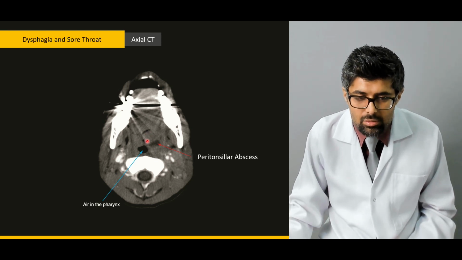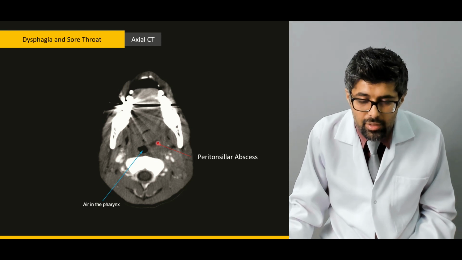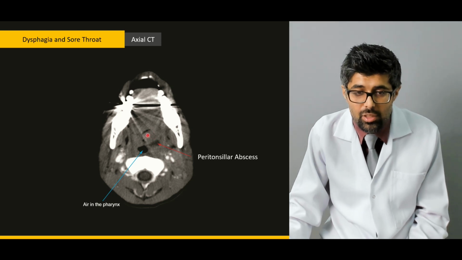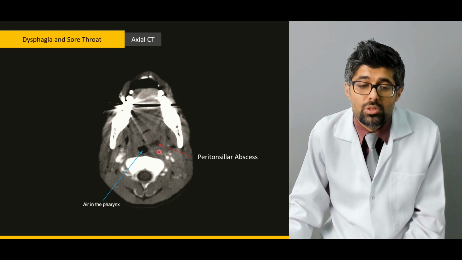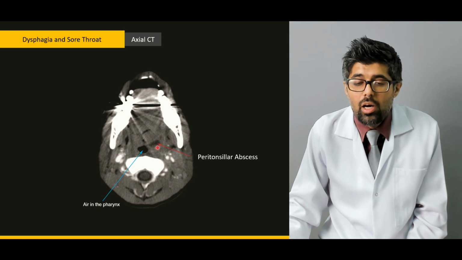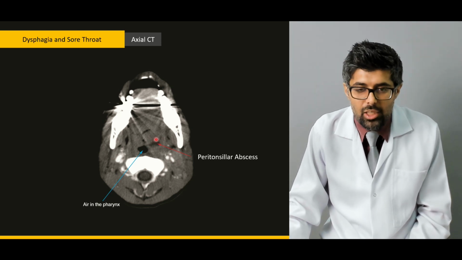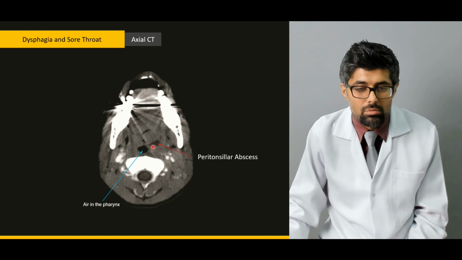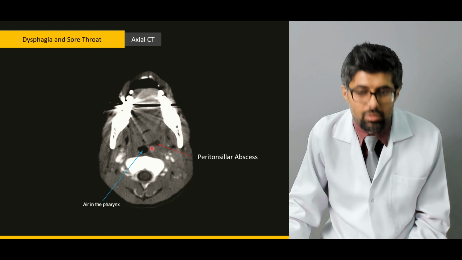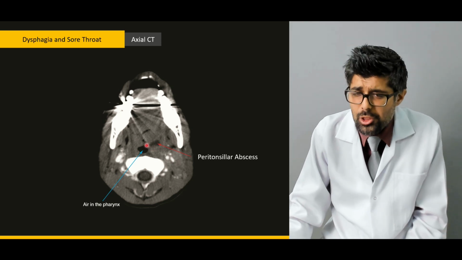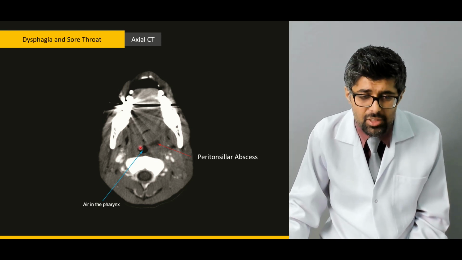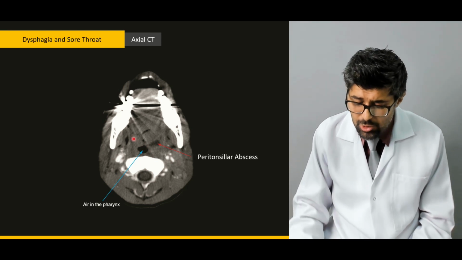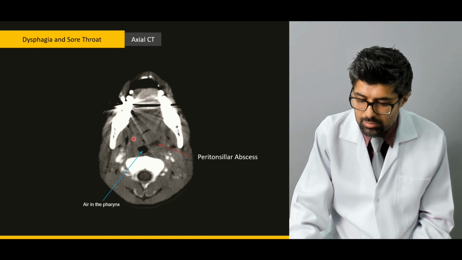This little area here, whose density is different from the other tissue, shows that there is some kind of fluid. It can be sterile, it can be bacterial, infective, but there is some fluid here, which is usually a peritonsillar abscess, and this here is the pharynx leading to the trachea and the esophagus.